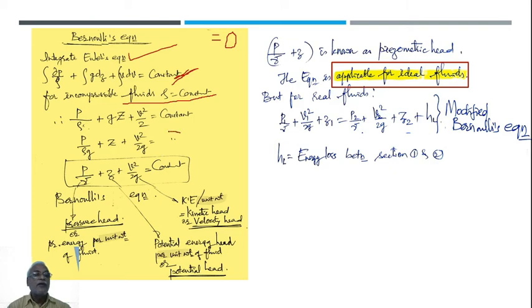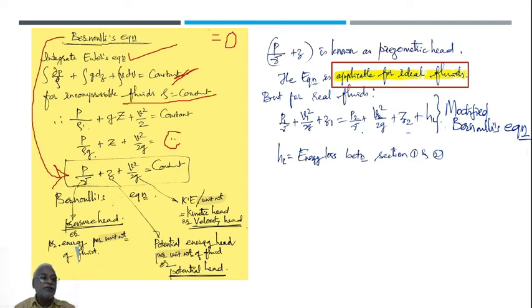Equal to a constant C, right? So rho into g is nothing but gamma, so p by gamma plus z plus v squared by 2g equal to a constant. This is Bernoulli's equation. Now here, the most important thing is what are the terms that represent.